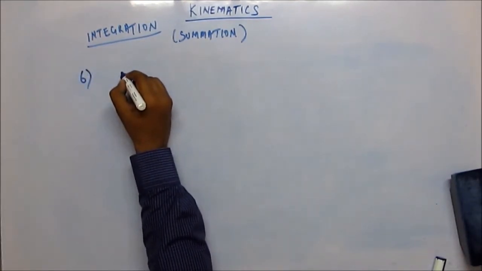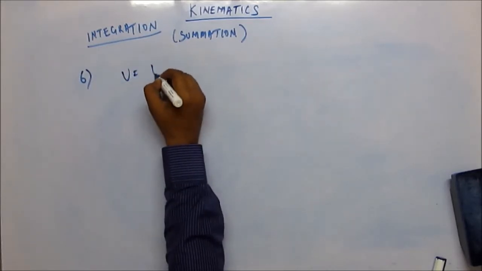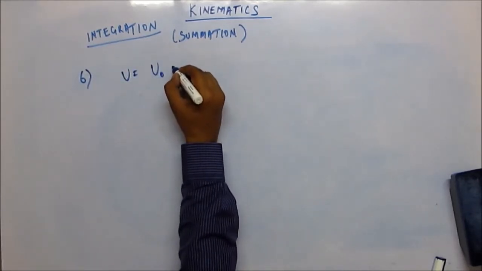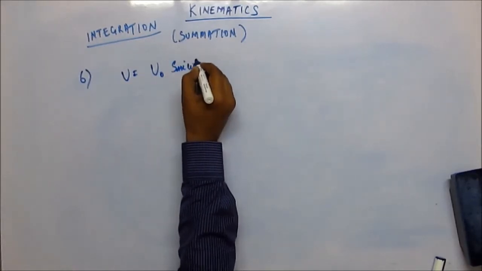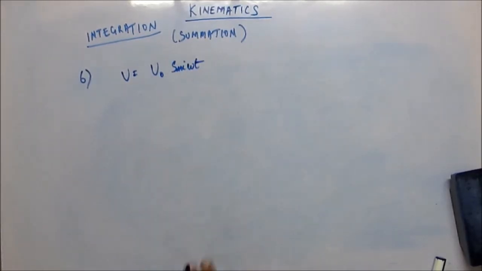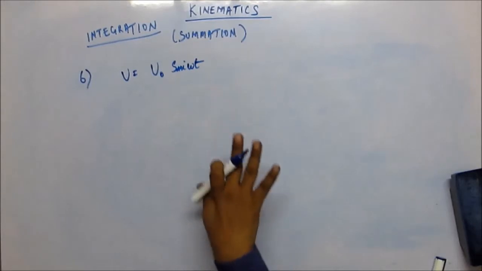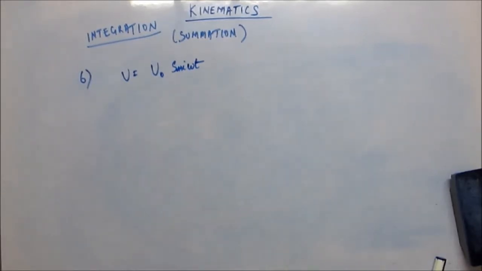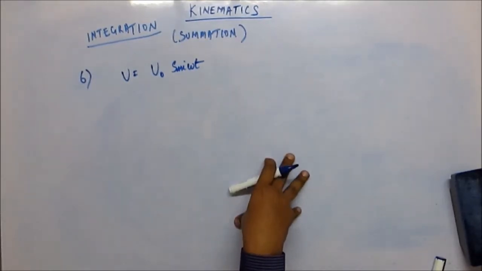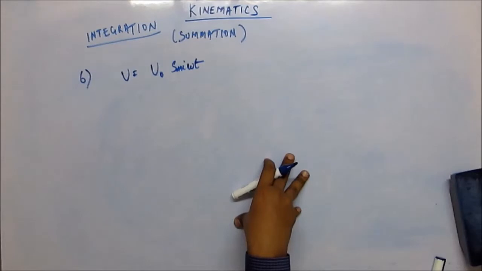Suppose velocity is given as this: v0 sine omega t. v0 is a constant, omega is a constant, and t is time. So velocity is dependent on time. We have the expression of velocity like this. Now in this case, they are asking for average velocity, and for this you should have a little knowledge of the graph, the curve, the sine curve.